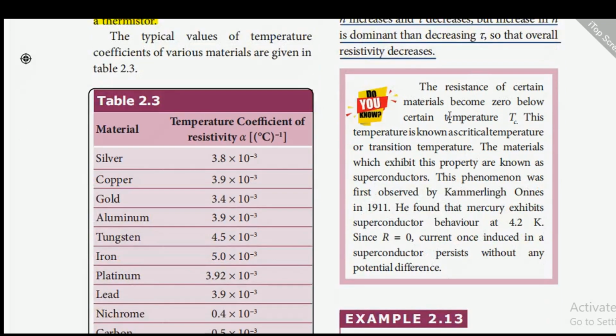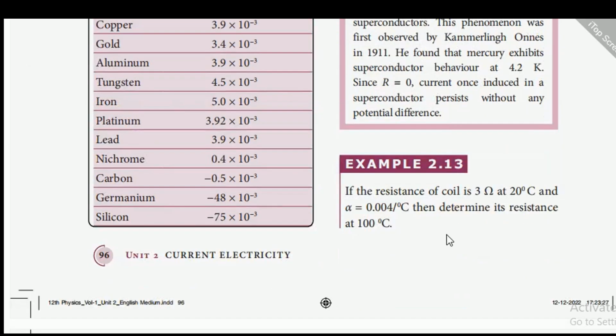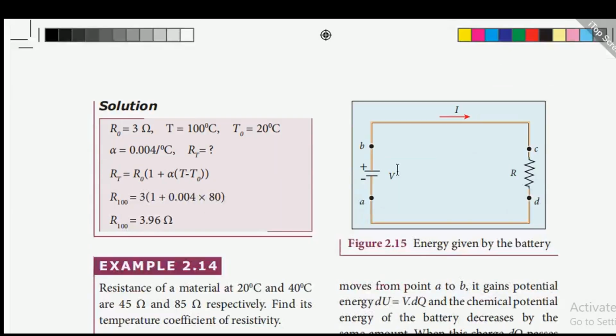The resistance of certain materials becomes zero below a certain temperature Tc. This temperature is known as critical temperature or transition temperature. The materials which exhibit this property are known as superconductors. This phenomenon was first observed by Kamerlingh Onnes in 1911. He found that mercury exhibits superconductor behavior at 4.2 Kelvin. Since R is equal to 0, current once induced in a superconductor persists without any potential difference. So they are called superconductors.